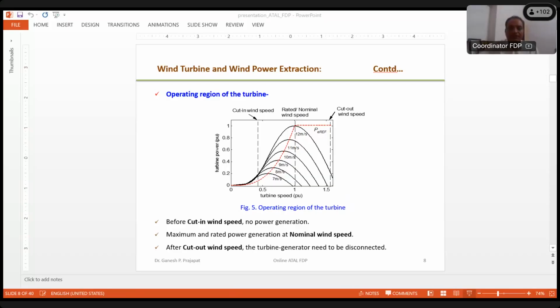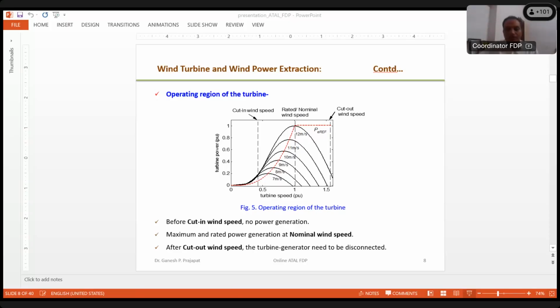The first one is the very conventional squirrel cage induction generator, which is nothing but an induction motor. Those of you from the electrical side might know that if an induction motor runs at more than the synchronous speed, then it will work like an induction generator. So that is the feature here. A squirrel cage induction generator will work here.